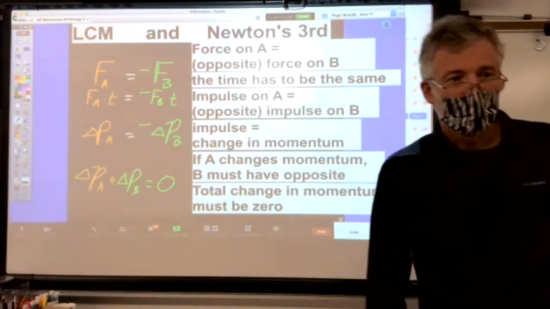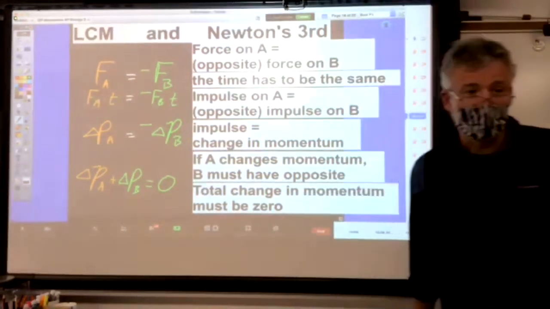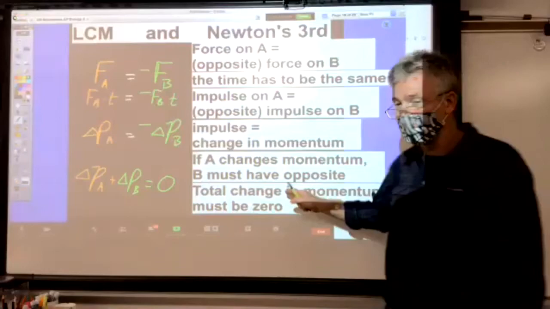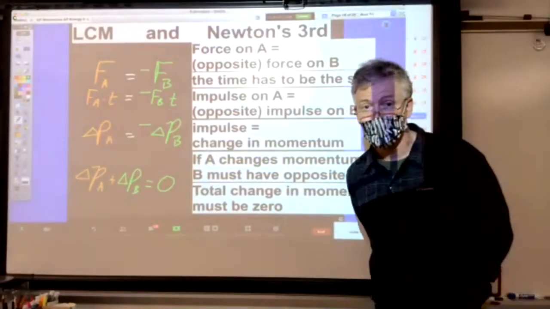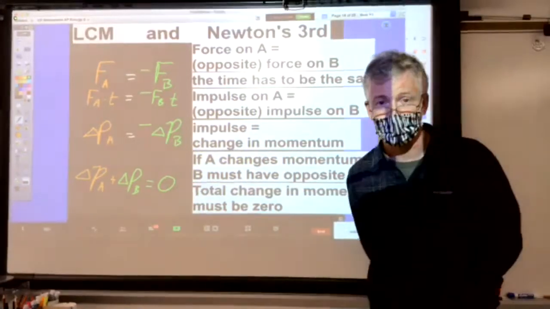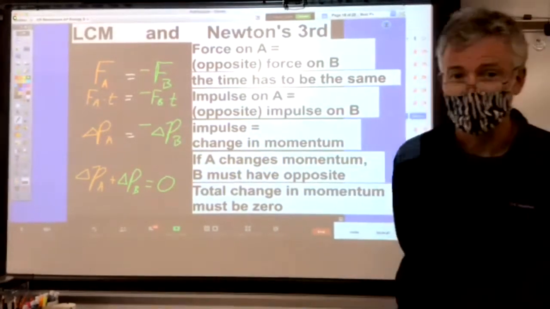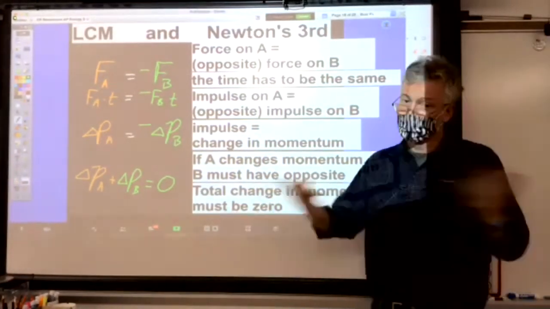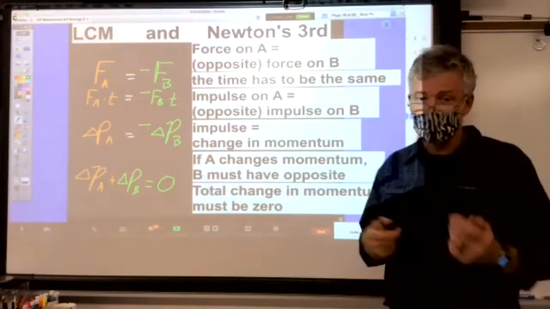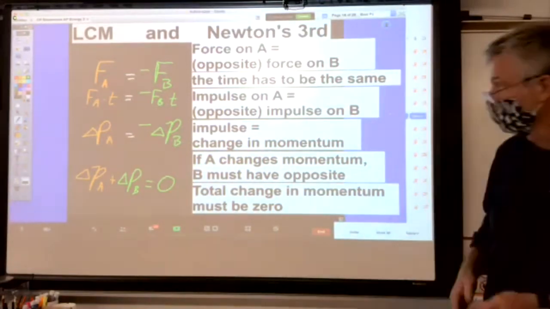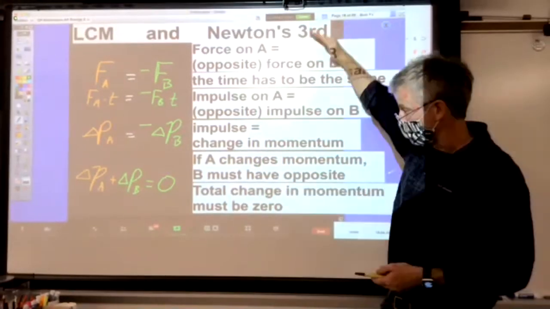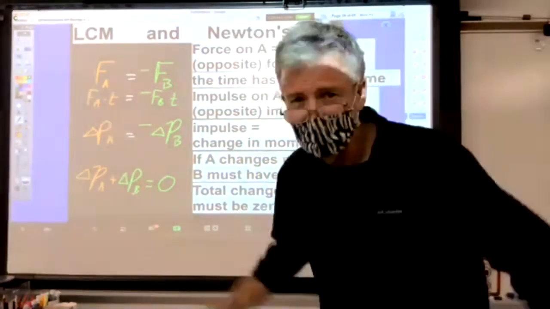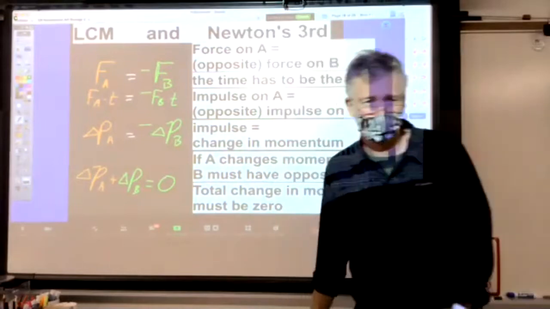So when you add them together, one of them's got to be negative, and they have to add up to 0. So if the total change of momentum is 0, then the total momentum before and after must stay the same. Of course, right? If the change is 0, there is no change. If there is no change, they must be the same. So this is taking us from Newton's third law to the law of conservation of momentum and realizing it's really saying the same thing.